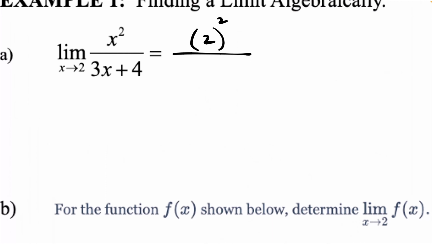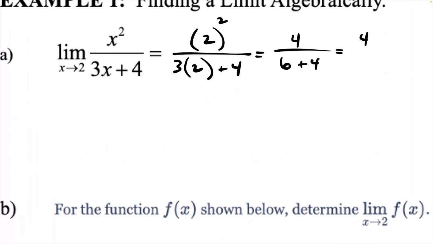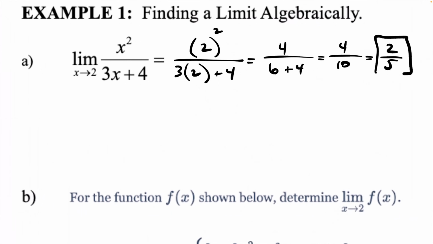So 2 squared over 3 times 2 plus 4. So 2 squared is 4. 3 times 2 is 6, plus 4 is 10, right? So we get 4 out of 10, which can reduce to 2/5, right? So this is what I got right here. So let's go back to my chart.